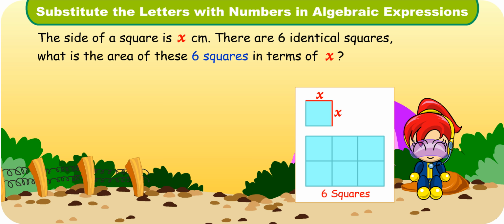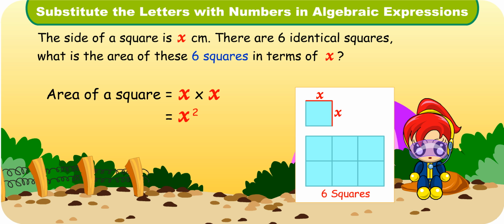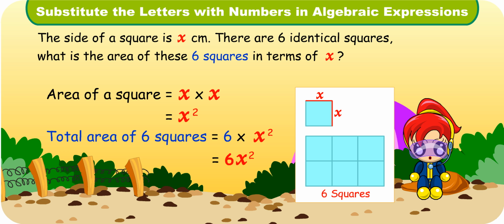Okay, the side of a square is x centimeters. There are 6 identical squares. What is the area of these 6 squares in terms of x? The area of a square is x times x. That is x squared. There are 6 squares, so the total area is 6 times x squared, which is 6x squared.